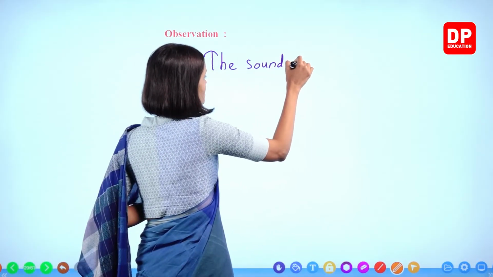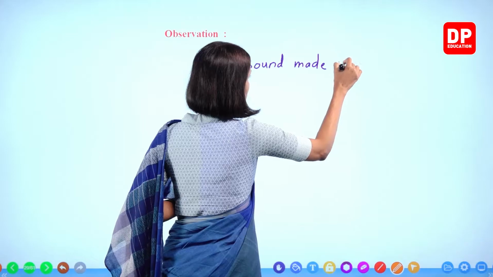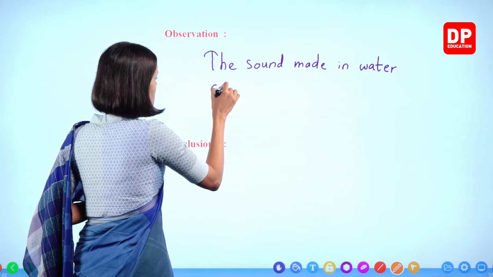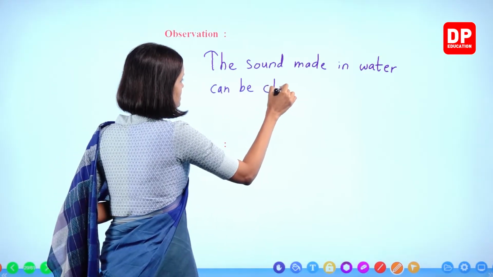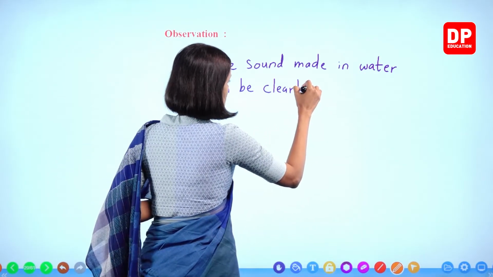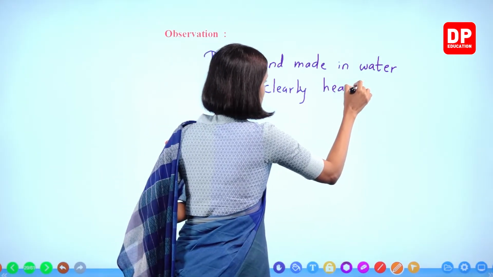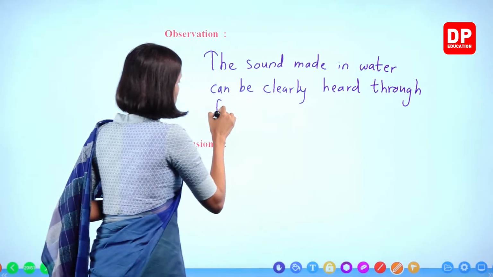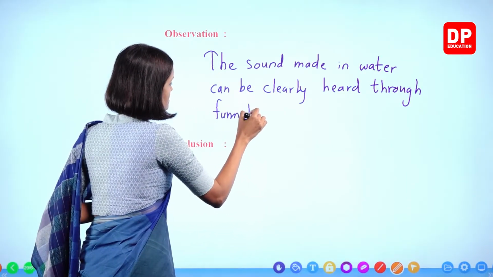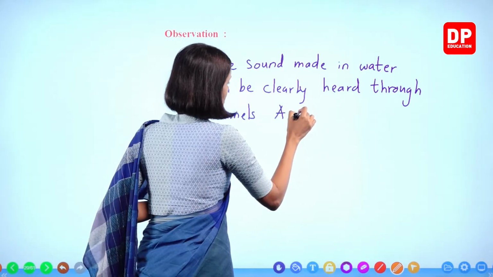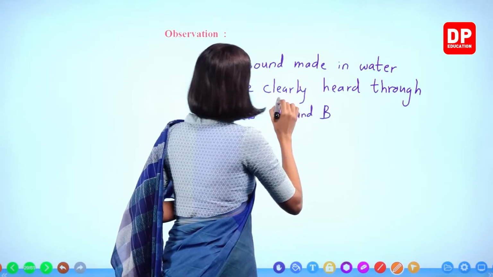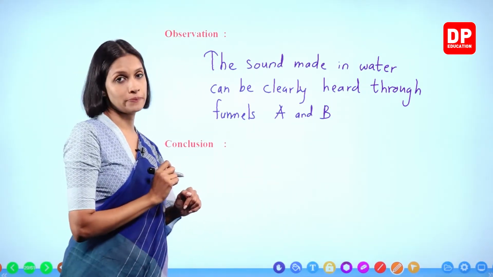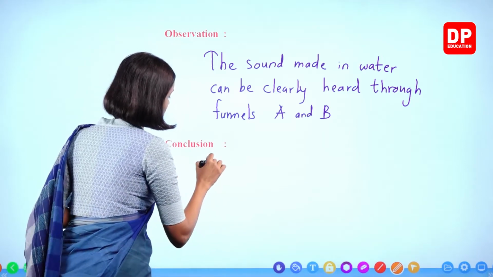The sound made in water can be clearly heard through funnels A and B. The sound made in water can be clearly heard through funnels A and B. Right? What is the conclusion?